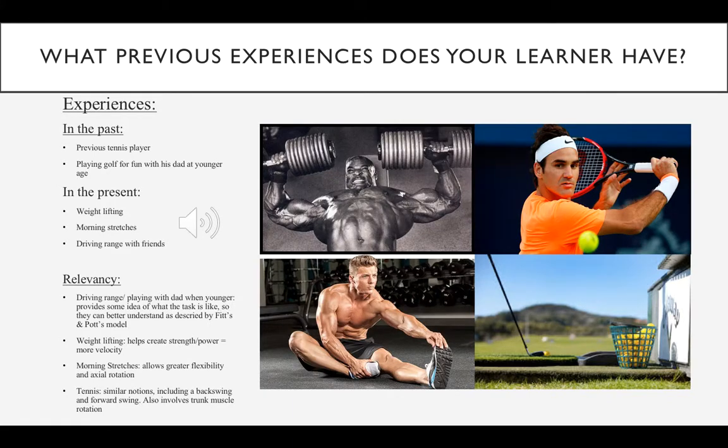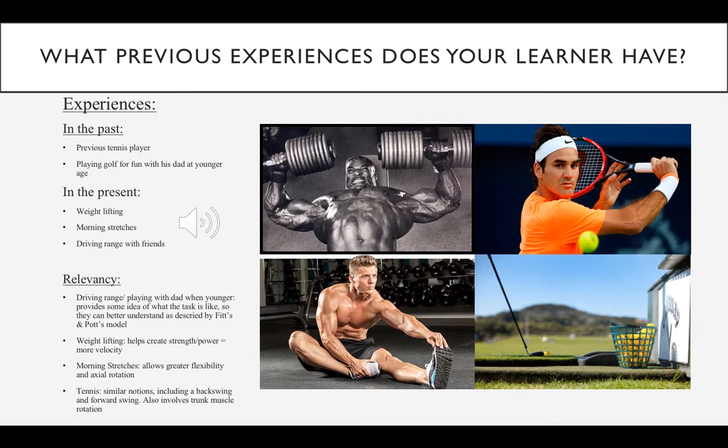Our learner's past and present experiences that may or may not assist in his golf swing include heading to driving ranges with friends, playing golf for fun with his dad, and being a tennis player as his past experiences. As well as this, the participant is also involved in weightlifting and performs morning stretches as his current experiences. The relevancy of these experiences differs and includes driving range and playing golf for fun, providing some idea of what the task is like so they would have some understanding of the sport, described by Fitts and Posner's model.